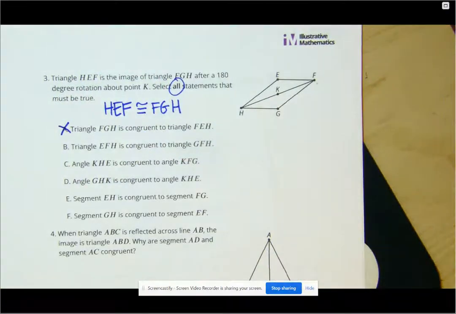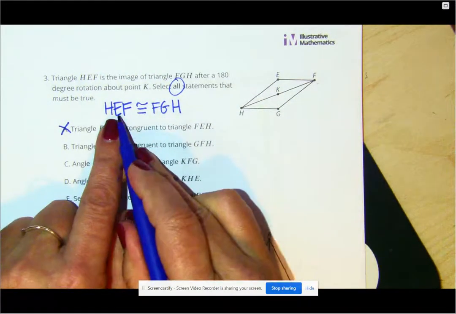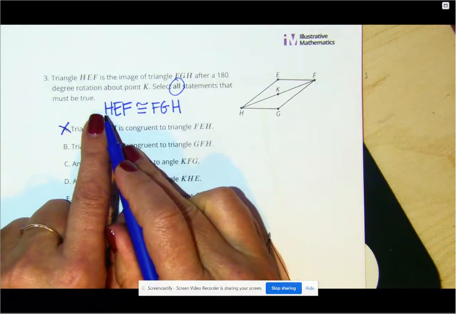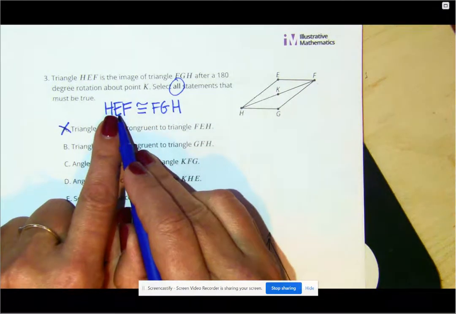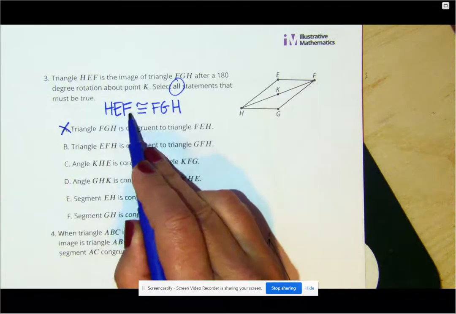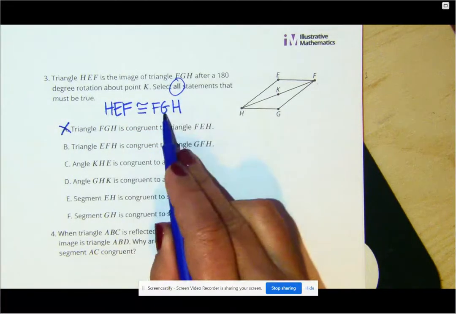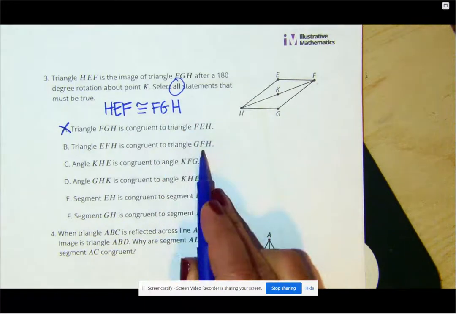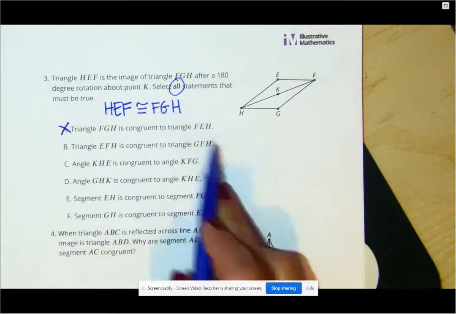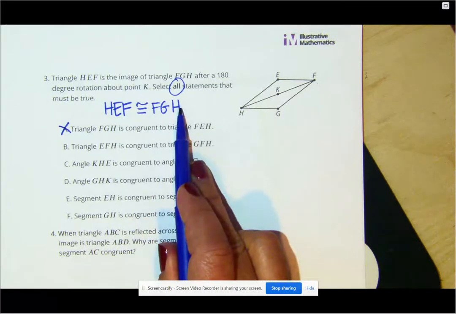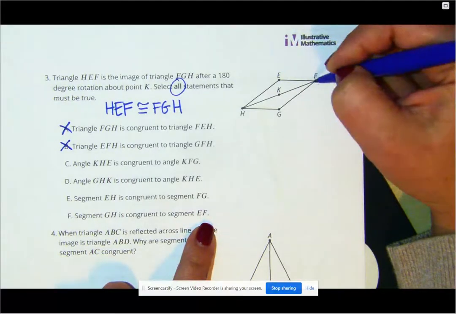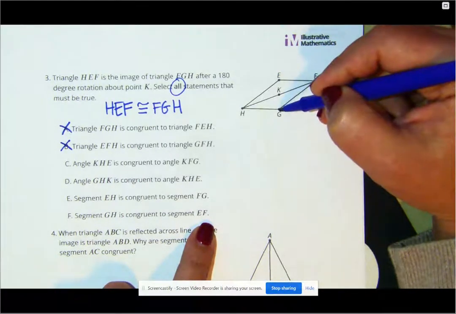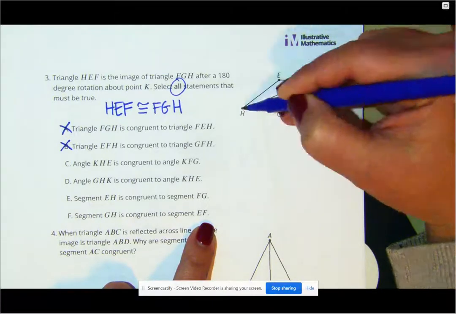Okay, next one, it says triangle EFH is congruent to GFH. So they went from the middle to the last to the first. They went EFH. So if that was true, they would need to go GHF. Is that what they did? No, they did GFH. It's not the right order. And you could look at the figure. EFH, is that the same as GFH? No, it needs to be reversed, GHF.